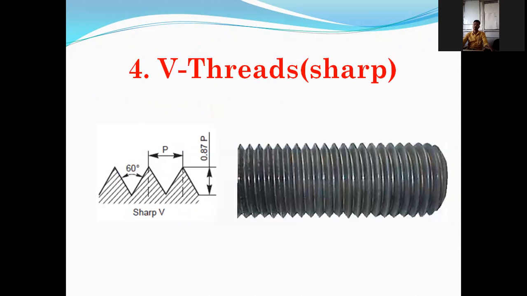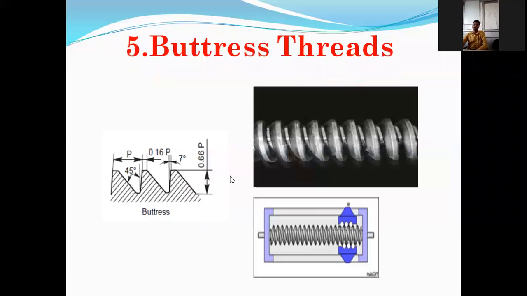Further, V threads, sharp threads, or what is another name of these threads? Metric thread. It is denoted by the letter capital M. What is the angle of the V thread or metric thread? 60 degrees. And where are such threads used? You might have noted in your notebook: nut and bolt.